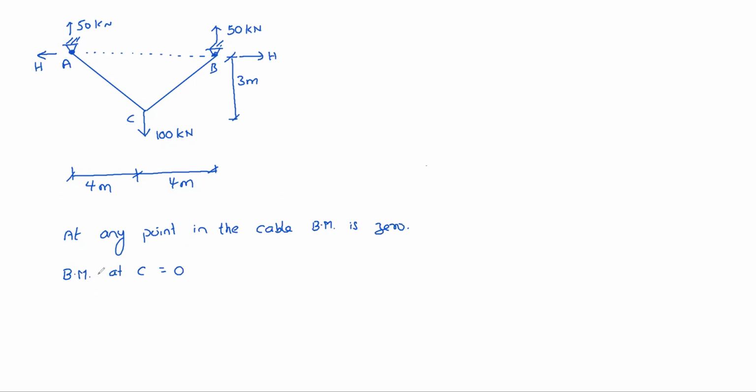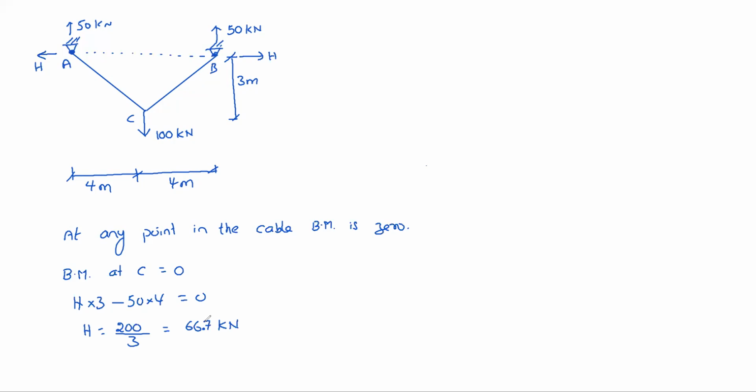So bending moment at C, taking the right side, H into 3 minus 50 into 4 equal to 0. Sorry, it is 50 into 4 only, so H equal to 200 by 3, 66.7. 66.7 kilonewtons is the horizontal thrust.